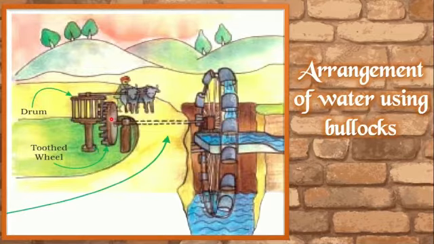Okay. Now there is a rod attached to this tooth wheel and to the bucket wheel. Now when the bullock moved, the drum moved, the tooth wheel was moving, this rod moved and it made the bucket wheel move. The buckets went down into the well, they collected the water and sent it to the reservoirs.